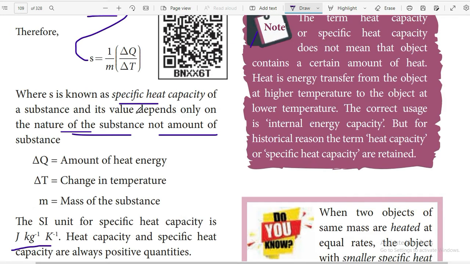See here, we have kg. What is the unit of heat? Joule. What is the unit of mass? Kg. What is the unit of temperature? Kelvin. That's why we write it as joule per kg Kelvin.